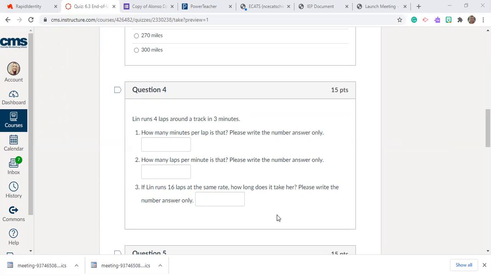Question number 3. If Lynn runs 16 laps at this same rate, how long does it take her? So you're going to use that same table where we have 4 laps in 3 minutes. Now, if she runs 16 laps, how many minutes will that take her? Go ahead and pause and do the work in your notebook.